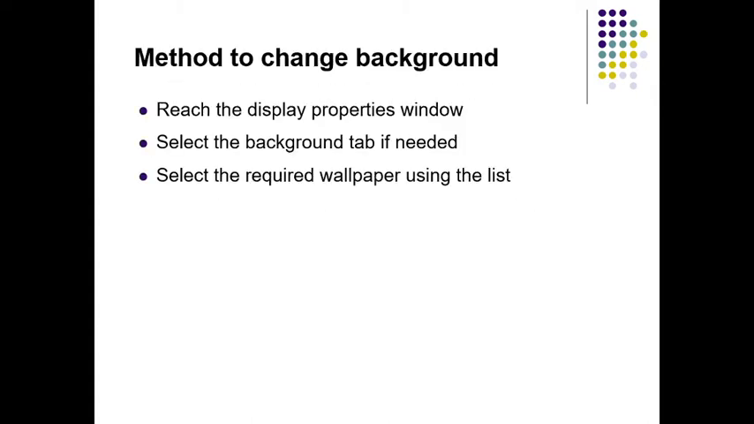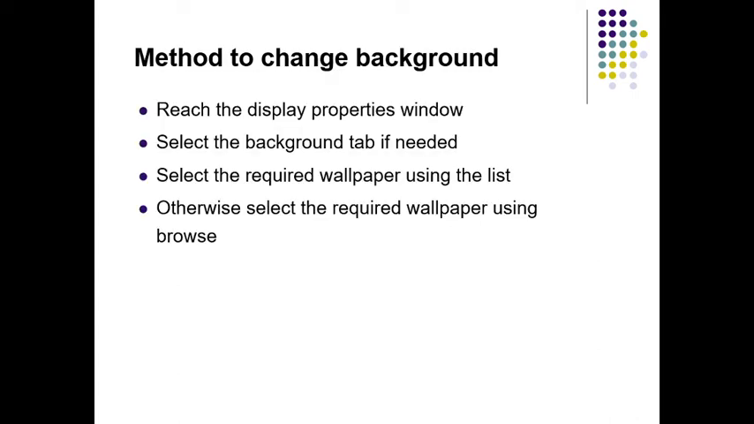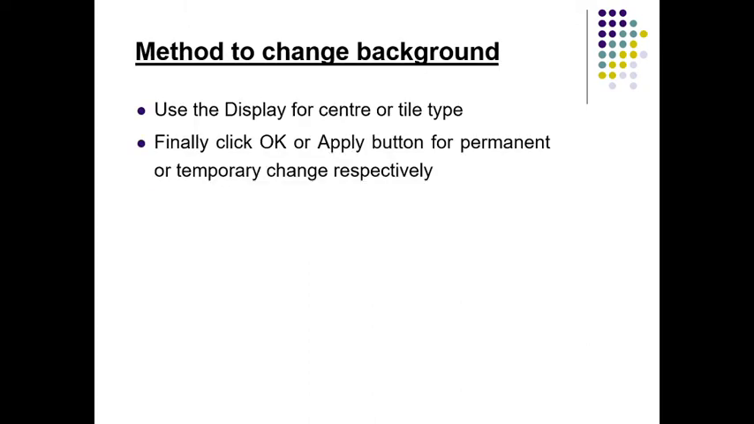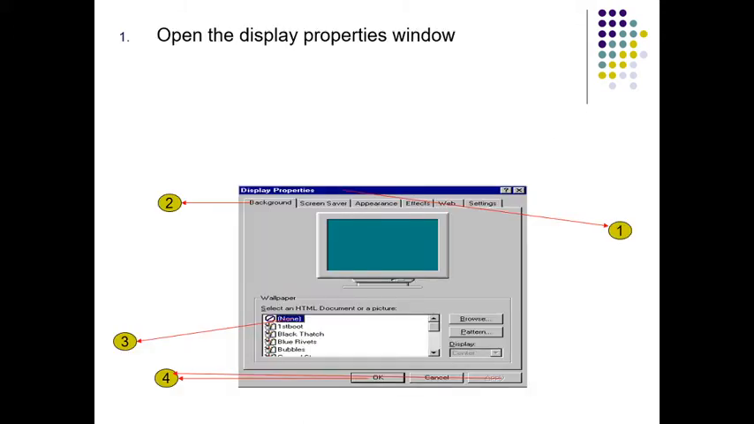Now let us go to the first method of display properties, which is background. So how to change the background? Reach the display properties window, select the background tab. If needed, select the required wallpaper using the list. Otherwise, select the required wallpaper using browse. Use the display for center or tile type. Finally, click OK or apply button for permanent or temporary change respectively.